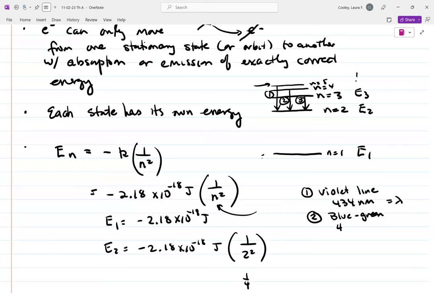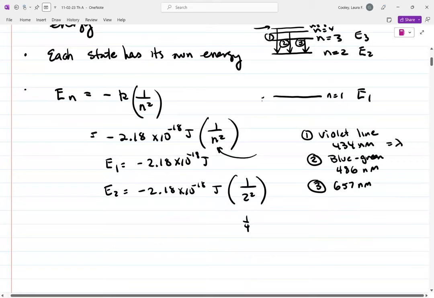How could I forget such a thing? 486, that's what I was going to say. But anyway, 486 nanometers. And number 3 was at 657 nanometers. So these are three different wavelengths for three different emission transitions in hydrogen.